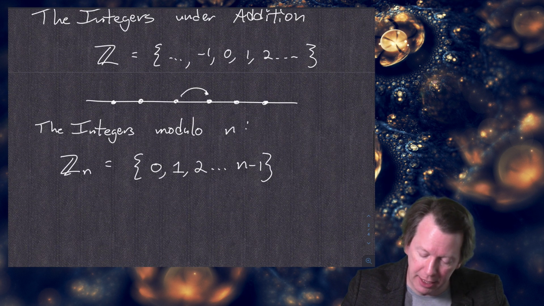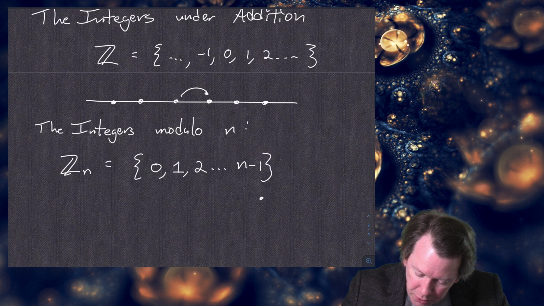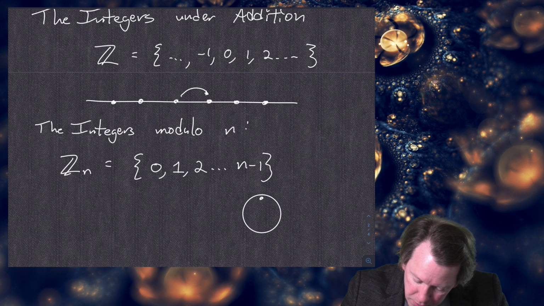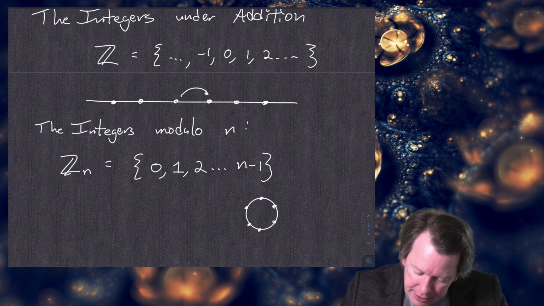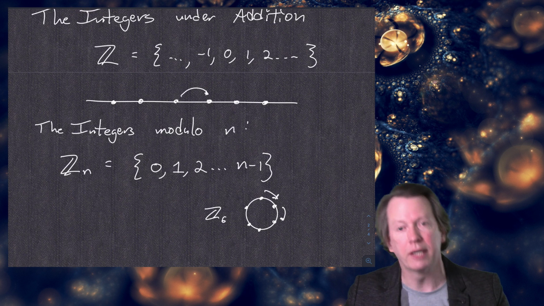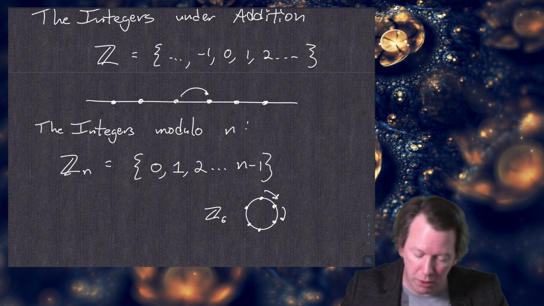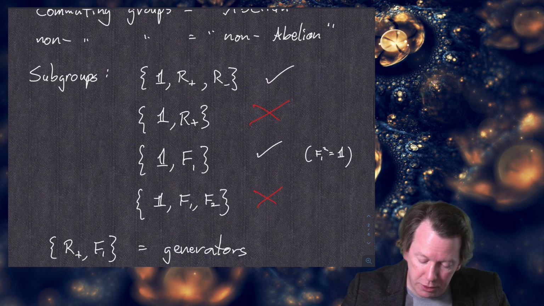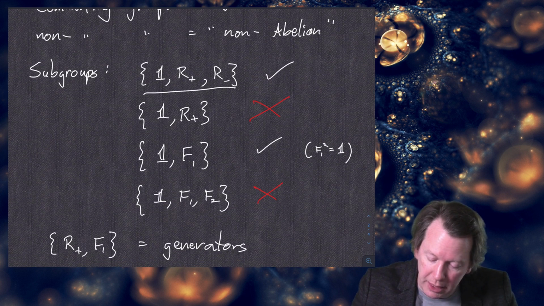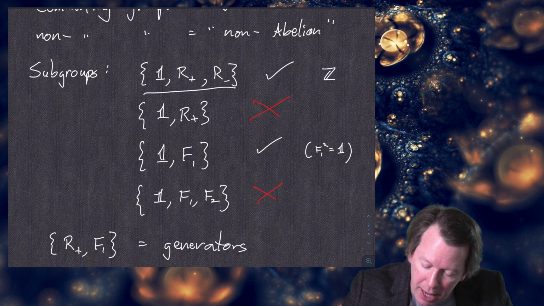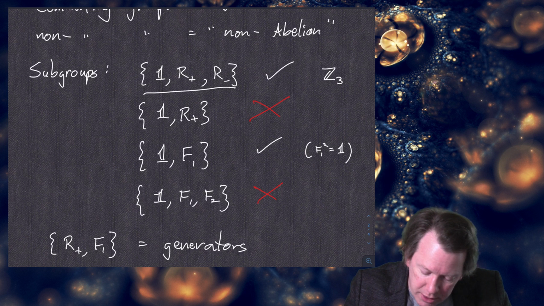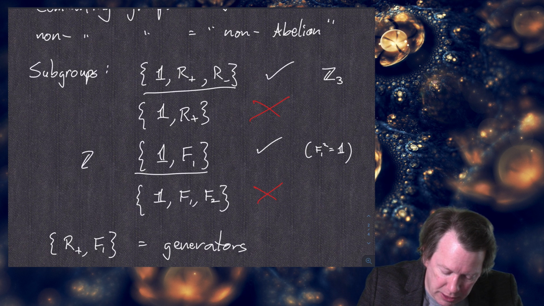So Zn is very much like a circle. Let's make it a circle, where you've written n points. Okay? So this is Z6. And there's an element, there's another element, etc. Okay? You come back to where you started. So this group here is isomorphic, the same as Z3, whereas this group here is the same as Z2.